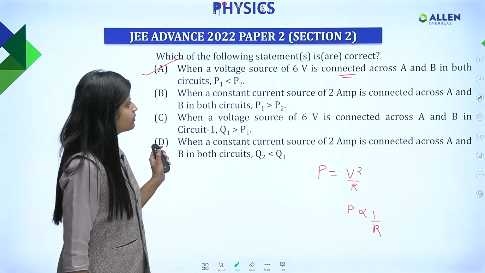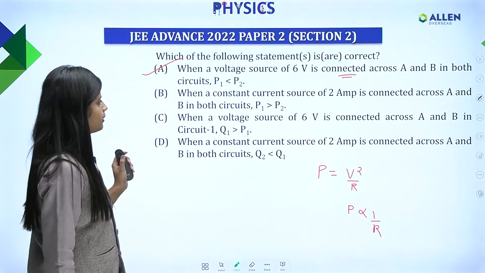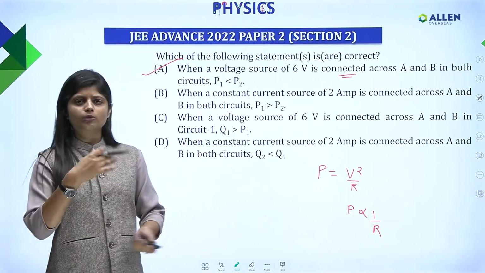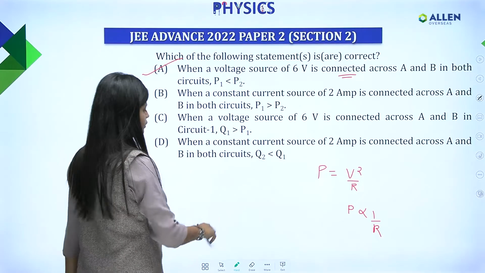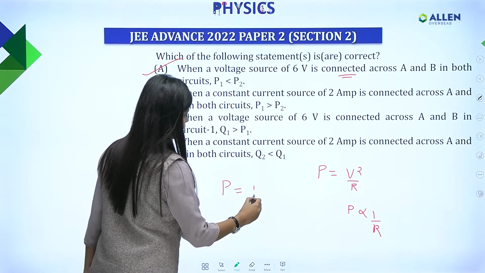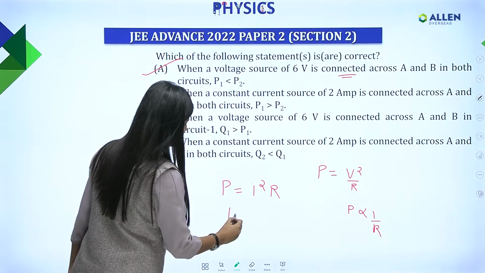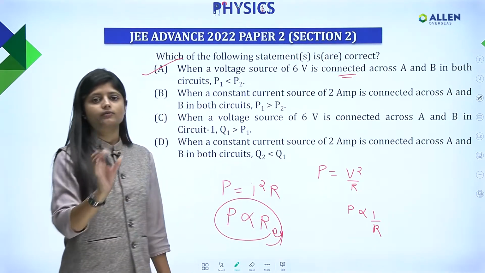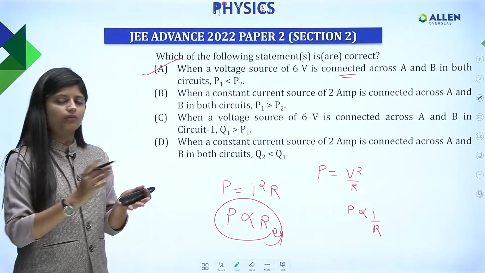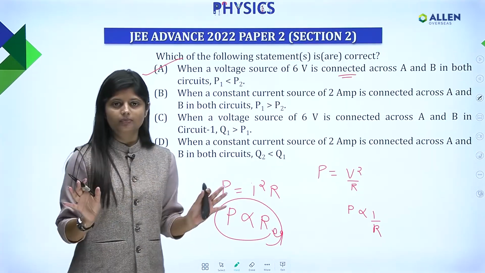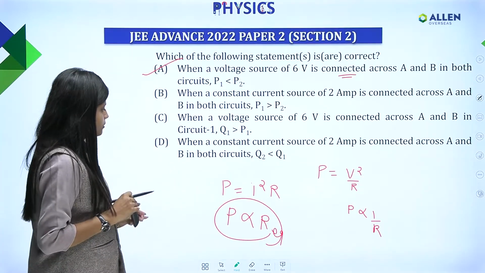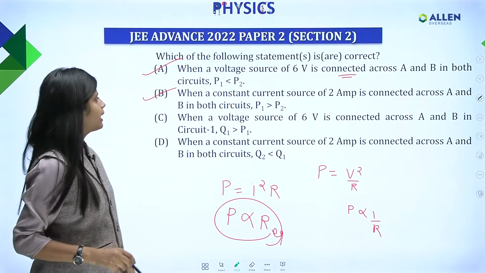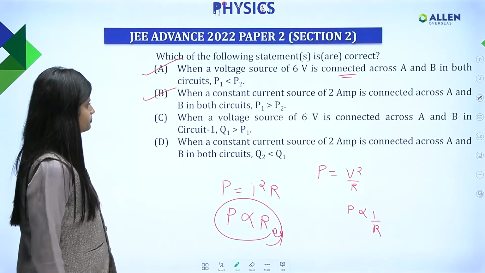When a constant current source of 2 ampere is connected across A and B in both circuits, P1 greater than P2. Now we are providing constant current source. So for constant current source, power dissipation I square R means power is proportional to R. R equivalent again, because we are talking about the power dissipation in the complete circuit. So it is proportional to R. So obviously P1 will be greater than P2 because R1 here is greater than R2.